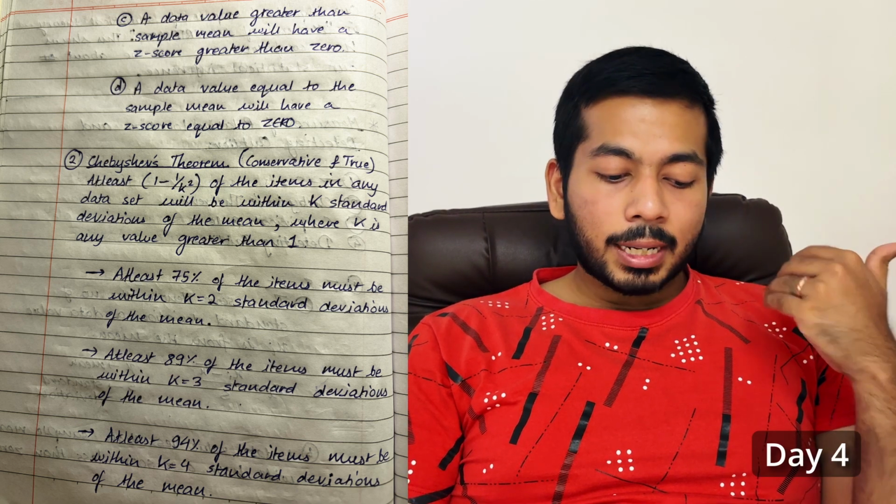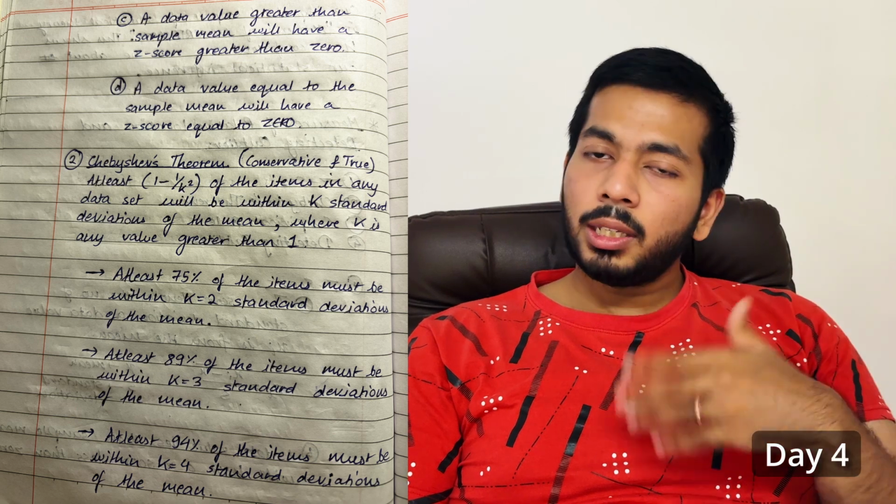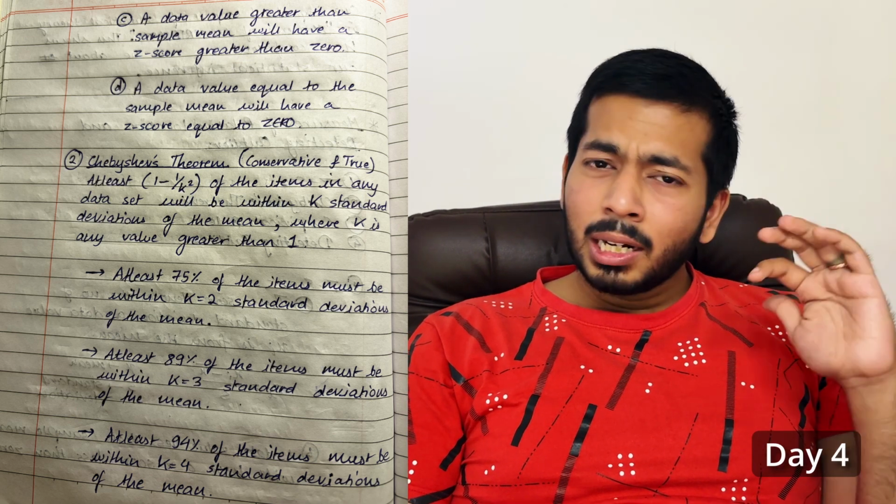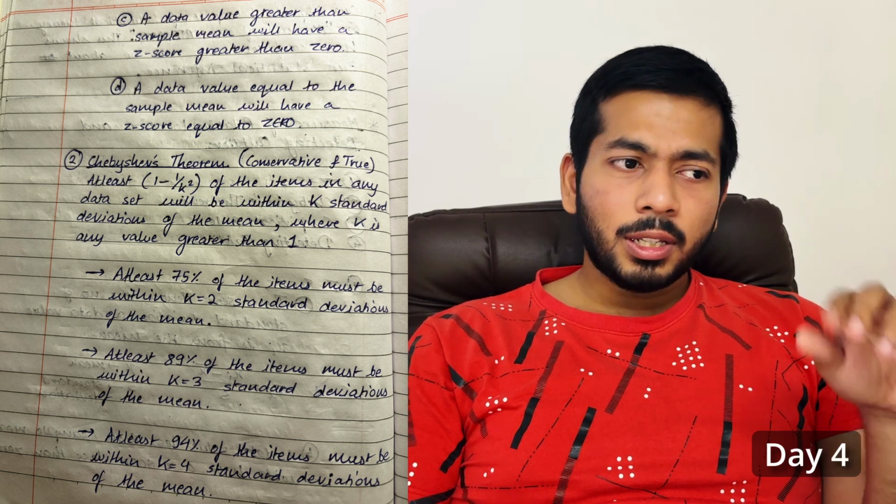And the third point is at least 95% of the items must be within k equal to 4 standard deviations of the mean. Now this makes sense, right? Now, what's the derivation of this?